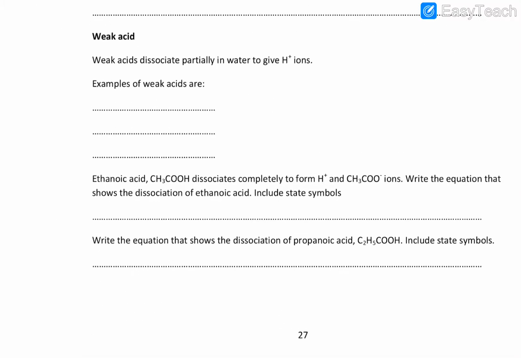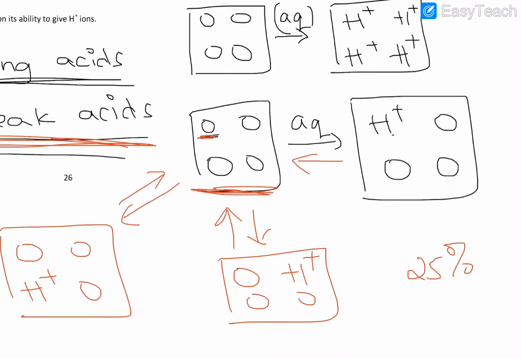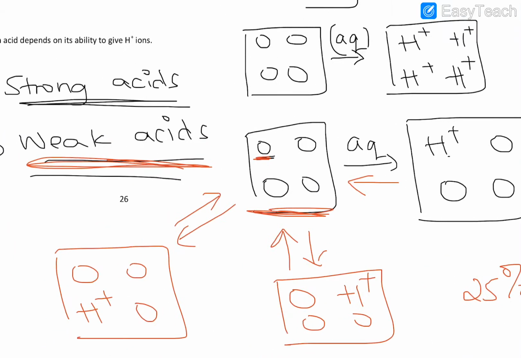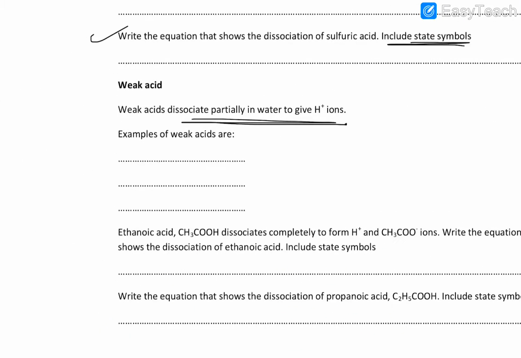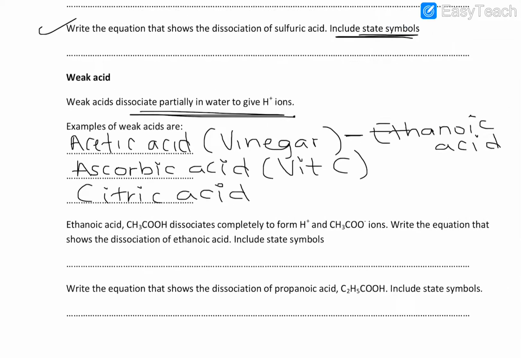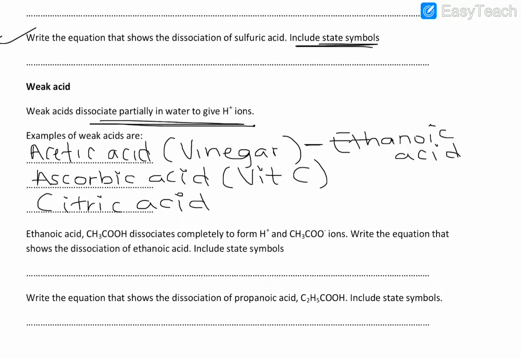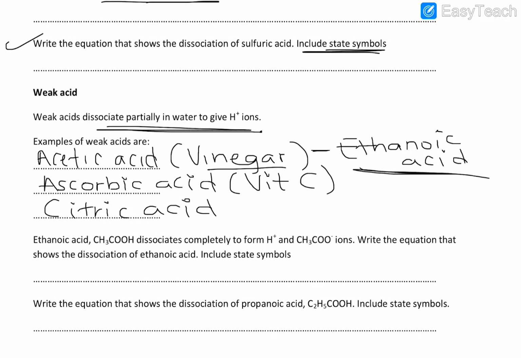Now, weak acids dissociate partially in water to give H plus ions. This is what I was explaining in terms of dissociation. It dissociates only partially, which means that not all molecules will dissociate, only part of them will. Examples of weak acids are acids that we find at home, like vinegar, which is also called acetic acid, citric acid, which is found in fruits, and ascorbic acid, which is vitamin C. So all these are weak acids, and vinegar is also called ethanoic acid. Both of these are names of vinegar.